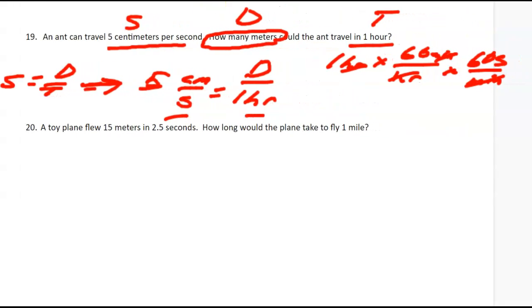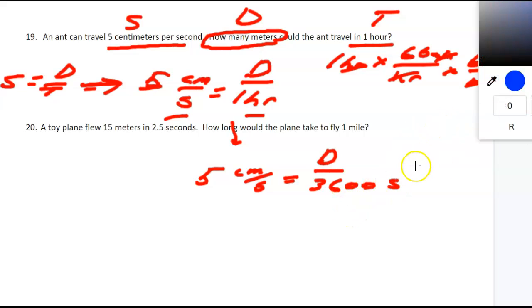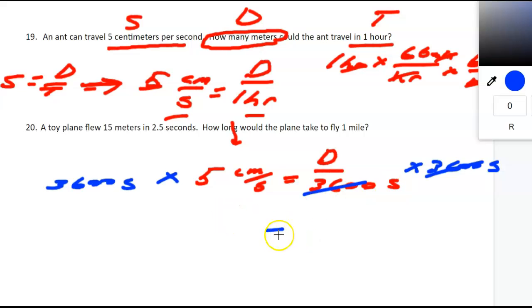So if we go back in here, and I'll just do it down here below, we get 5 centimeters per second is equal to our distance we're trying to find over 3,600 seconds. Here we have to get distance by itself, so we'll multiply both sides by 3,600 seconds. The 3,600 seconds goes away on the right, so all we're left with is distance here. And we can see here we have to do 3,600 times 5 and put that in your calculator for the distance, and that will be our answer in centimeters.